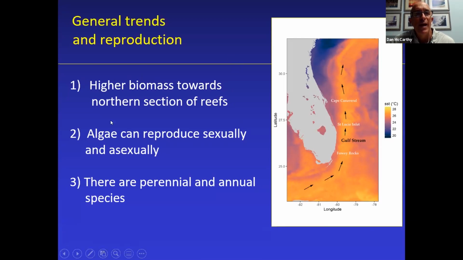One of the things we have observed is that there's basically a higher volume or biomass of algae to the north than there is to the south. Okay, so there's more of that fleshy, branchy stuff that I was talking about to the north. Further south, there's a higher percentage of that turf algae that I just talked about.